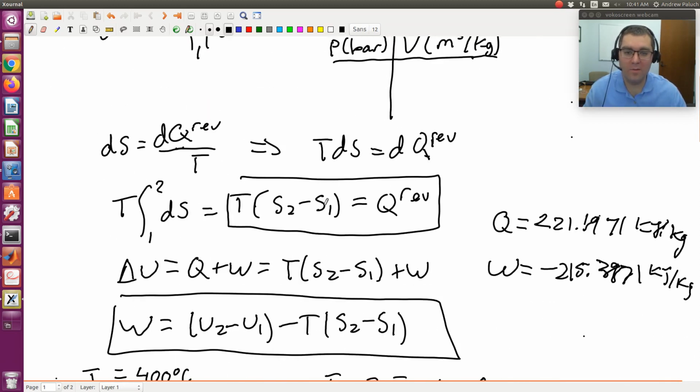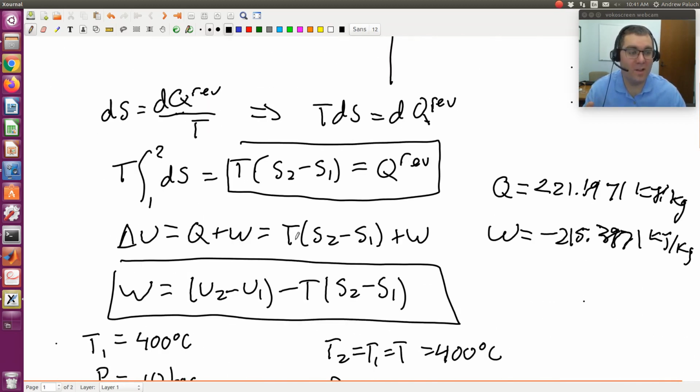I like this approach though because I feel like it's a lot easier just in terms of looking up data at those single state points and taking a difference. Hope that helps. Let me know if you have any questions.